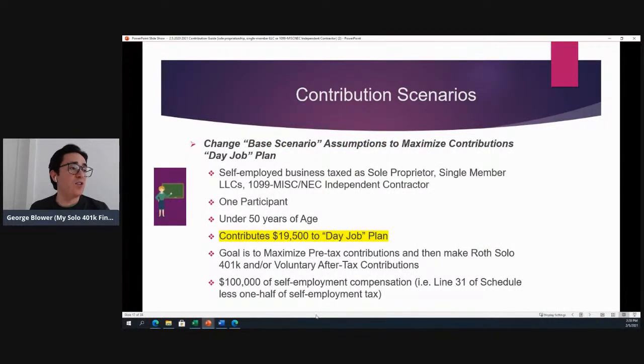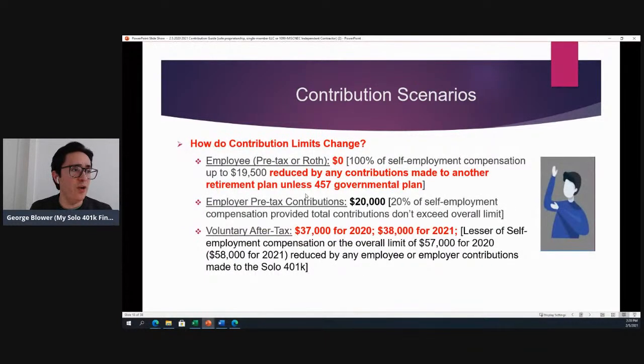Next change, we go back to $100,000 of self-employment compensation, but now let's assume that the person contributed $19,500 to a 401k plan at their day job. Here, they're not able to make any more employee contributions because they already maxed out at the day job, so it's $0. They want to maximize the pre-tax, so they can do 20% of their self-employment compensation, i.e. $20,000, as a pre-tax contribution, and they could do the difference as an after-tax contribution up to the overall limit. That'd be $37,000 for 2020 or $38,000 for 2021, and then move it to the Roth solo 401k.